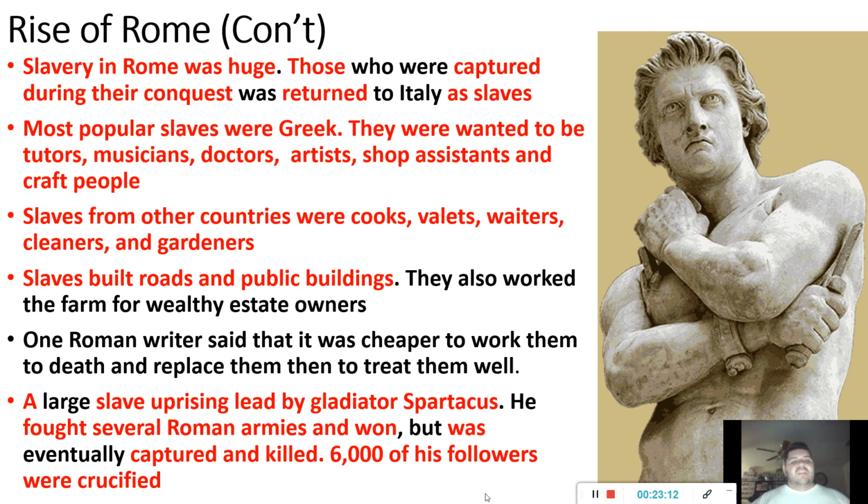Now, here's another thing, too. Slavery was huge in Rome. I mean, it's huge. And like the Aztecs, they wouldn't just kill people they fought against. They would capture them. Their goal was basically to capture them and return them as slaves. Now, the most popular slaves that people wanted were Greeks. They wanted the Greek slaves because the Greeks were taught. They were schooled. These weren't dumb slaves. These were people who were very intelligent.